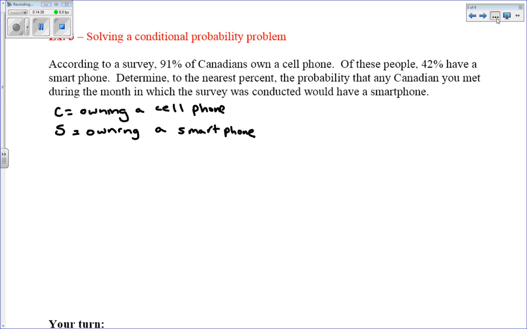So the probability of owning a cell phone is 91%, or 0.91. And the probability of owning a smartphone, given that you have a cell phone, is 0.42. So we just want to figure out the probability that somebody would have a smartphone. Okay. So the formula we're using here is the probability of, oops, let me use the right stuff here.